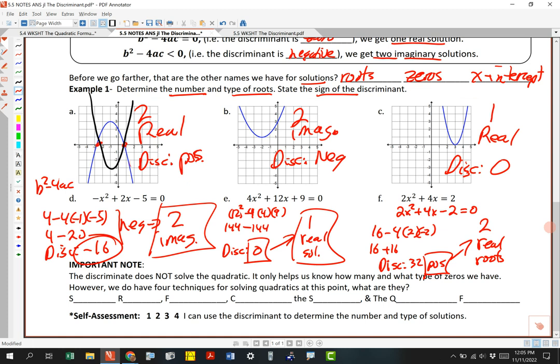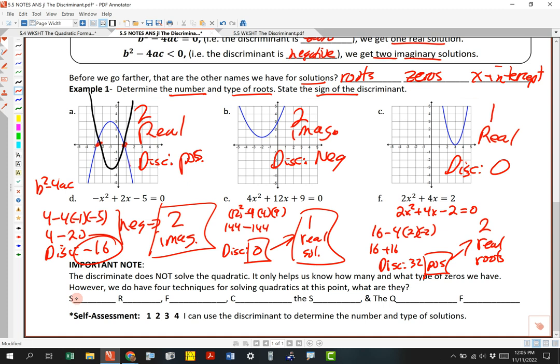Just to be clear, this does not find the zeros for us. All it does is help us know what type we're looking for. So we didn't find a single answer on here at all. I don't know where those cross the x-axis. But what we do know is whether or not it crosses and how many answers we're going to find. Okay? So we need all 4 techniques for solving for quadratics.